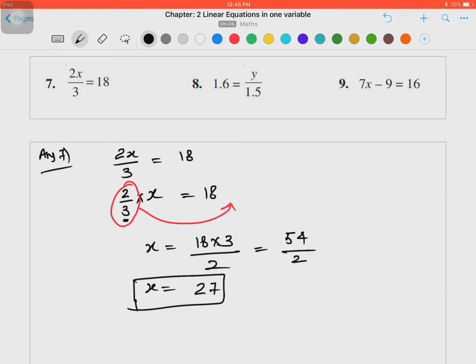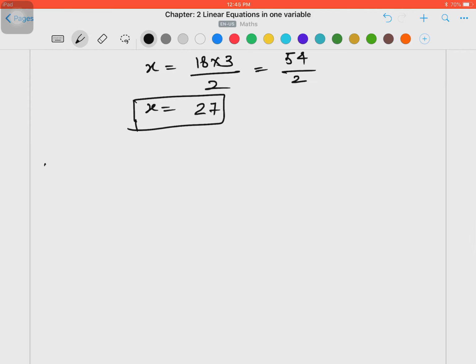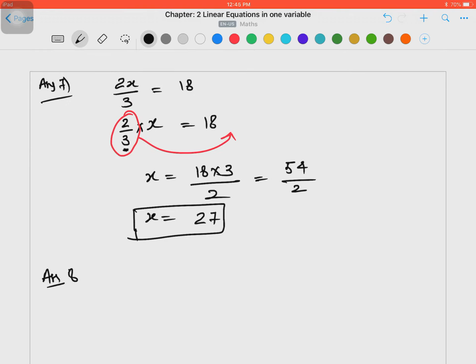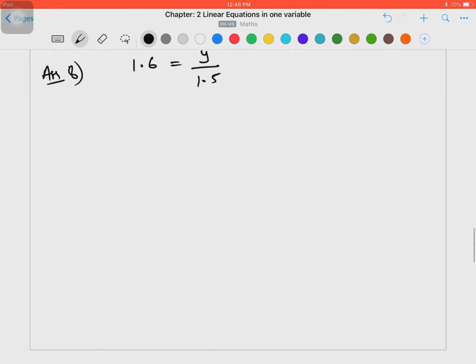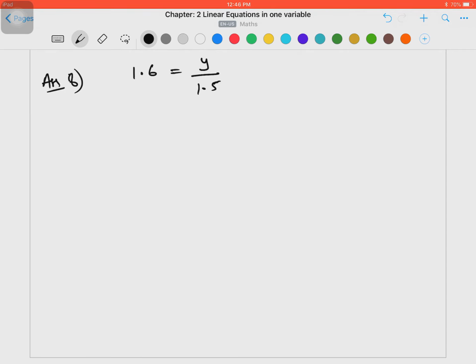Next one, we have 1.6 equals to y by 1.5. Okay, so the question is 1.6 equals to y by 1.5. As I said earlier, this 1.5 is in division. When you shift this onto this side, it will change from division to multiplication. So it will be 1.6 multiplied by 1.5 equals to y.